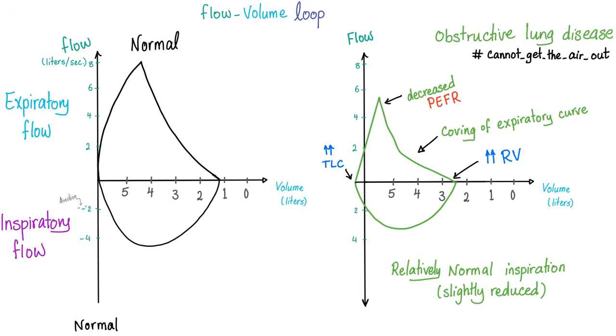If you have an obstructive lung disease and you cannot get the air out, of course, the flow rate during expiration is going to decrease. That's why this peak is less than this peak. And also there is coving of the expiratory curve. You don't see this coving in cases of normal. Inspiration is relatively normal, slightly reduced, but it's not a big deal.